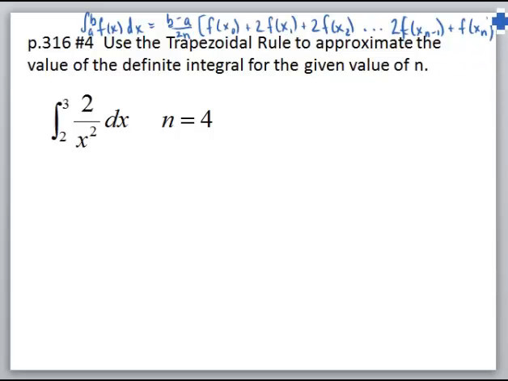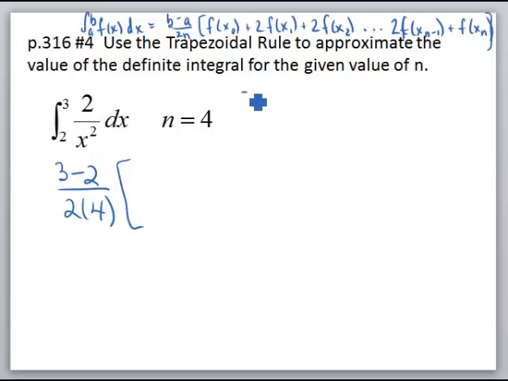Okay, now that I've got that written up here, I won't have to keep going back and forth. So if I start out by doing this, I'm going to go b minus a, well, that would be 3 minus 2 all over 2 times my n is 4, meaning I've got 4 trapezoids. And then I'll be multiplying that by the function of each of those values.